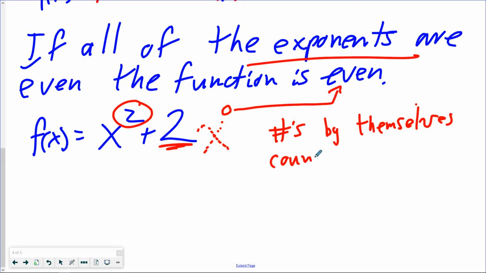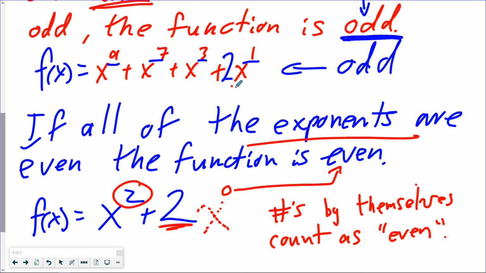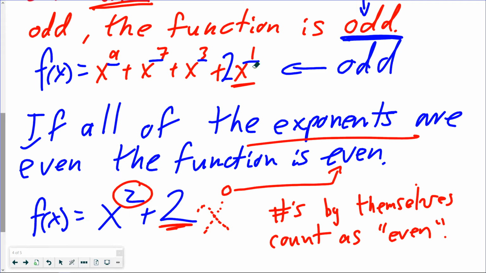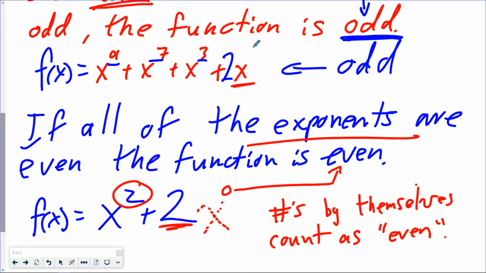Okay. And just so we pointed out, in case you didn't really notice it here, if you have a variable without an exponent, sometimes you'll see it written like that, just 2x. If you don't have a variable, there is an invisible variable. If you don't have an exponent, there's an invisible exponent there, and it's an invisible 1. And 1 is an odd number.